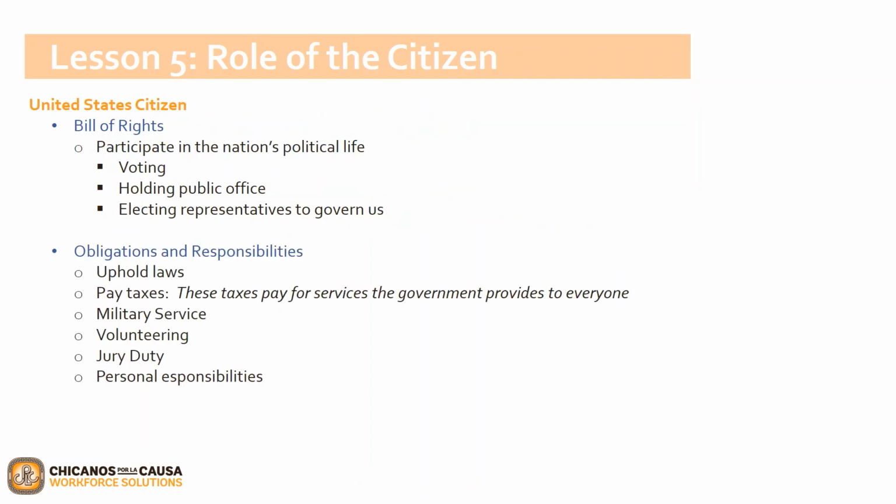As United States citizens, we have rights that are granted to us by the United States Constitution and the Bill of Rights. One of the most fundamental rights is to participate in our nation's political life. We can do this by voting, holding public office such as a mayor, Senate, or House of Representatives, and we can also participate in the nation's political life by electing representatives to govern us.